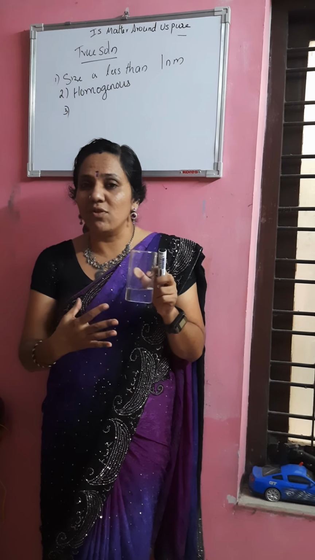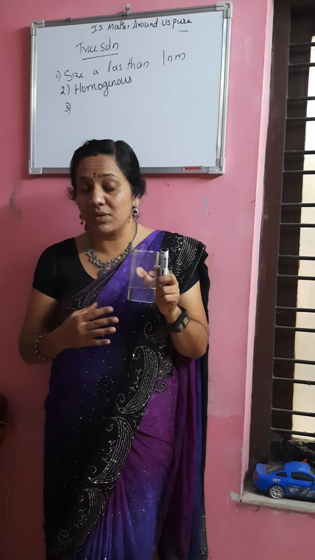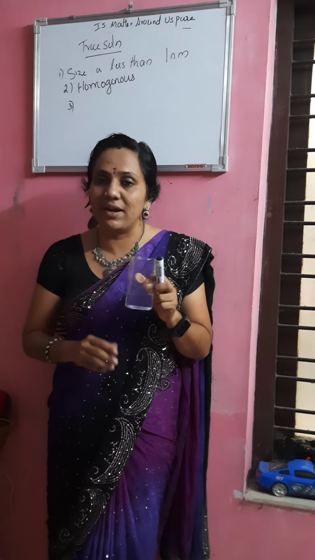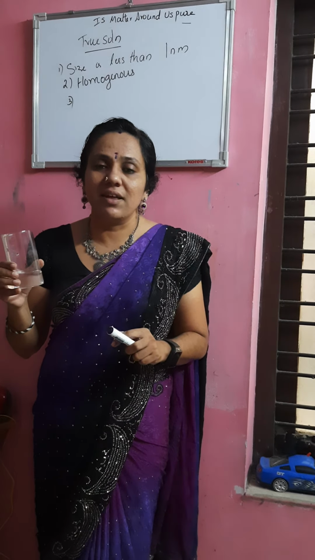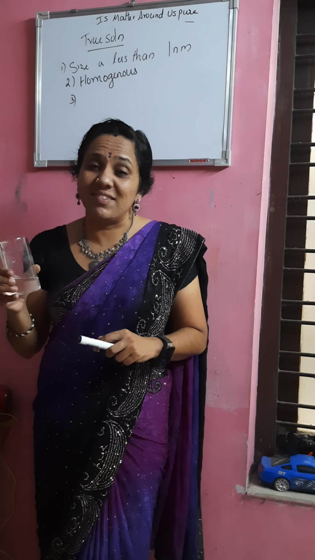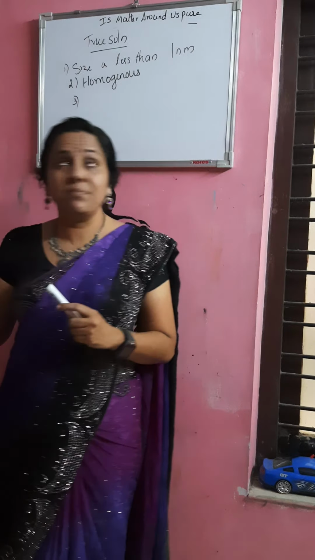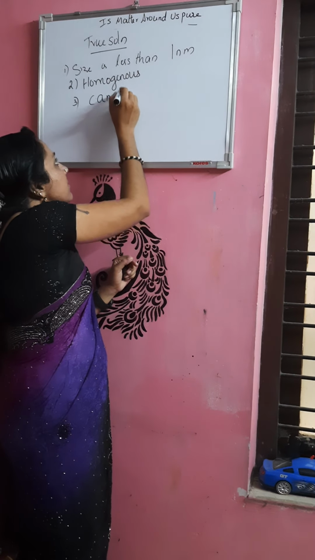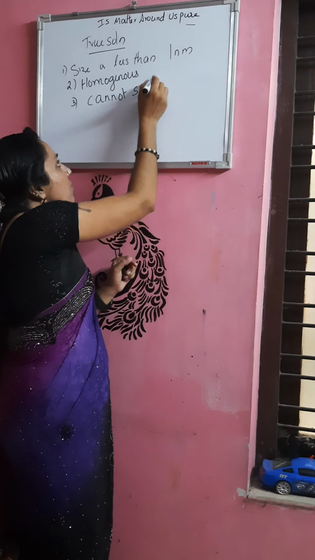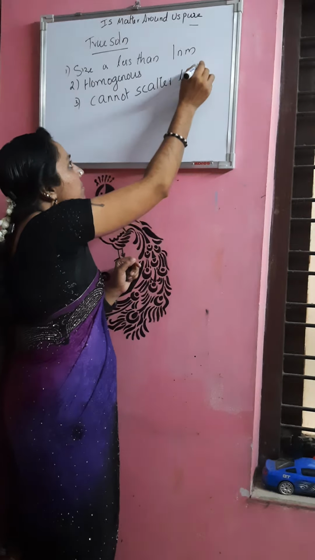So when light falls on it, the light is not able to get scattered by these solute particles, or scattering of light is not possible by the solute particles because their size is too small. So the next property is that they cannot scatter the light because the size of the solute particle is too small.